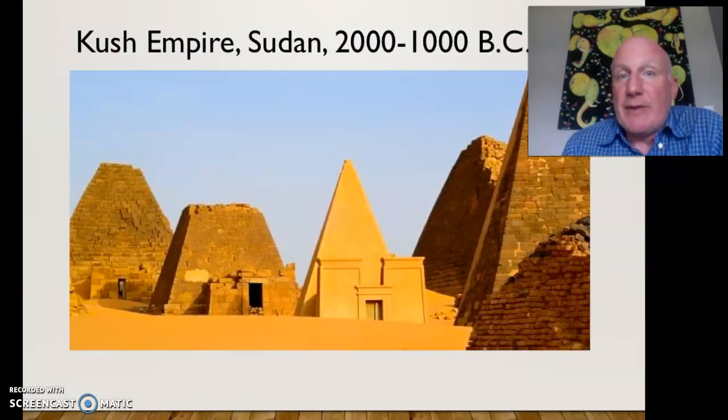These are the remains of the Cush Empire in Sudan in East Africa. And as you can see, there's probably influence from Egypt. And these are very sophisticated structures. And they learned, obviously, from the Egyptians how to build these very sophisticated structures.